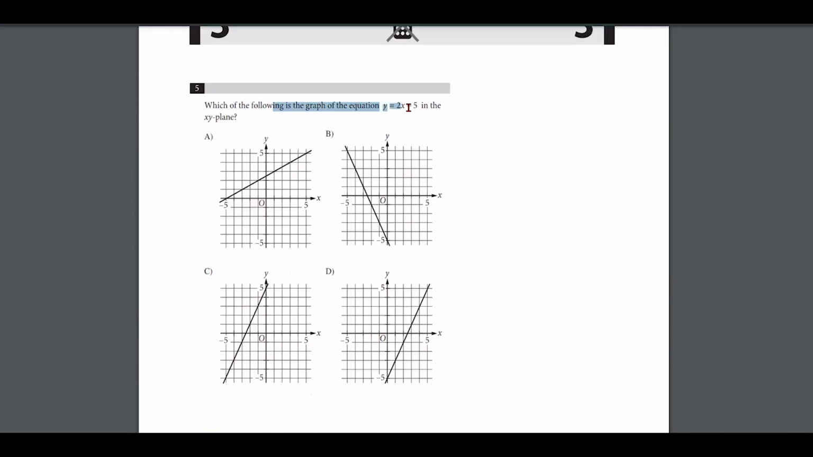Okay, which of the following is the graph of this equation on this plane? First of all, let me ask you this. What is the slope? And I'm going to teach you a trick. But first of all, tell me what's the slope? Okay, so the slope here is 2. Why? Because this is in the form y equals mx plus b. Does that ring a bell here? M means what? The slope.